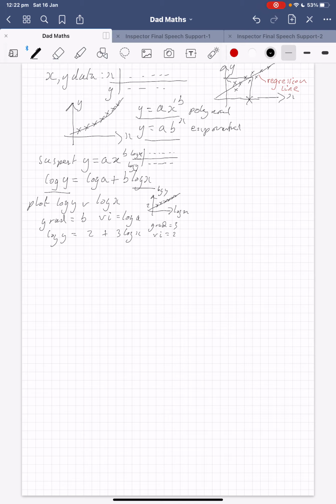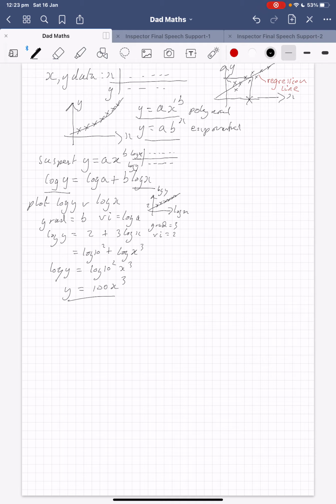Applying the reverse process, the 3 can come in as log of x cubed. If this is base 10, the 2 becomes log of 10 squared, and bringing them together, we get log of 10 squared x cubed. That means that log of y equals log of 10 squared x cubed, which means that y equals 100 x cubed, if our gradient was 3 and our vertical intercept was 2.